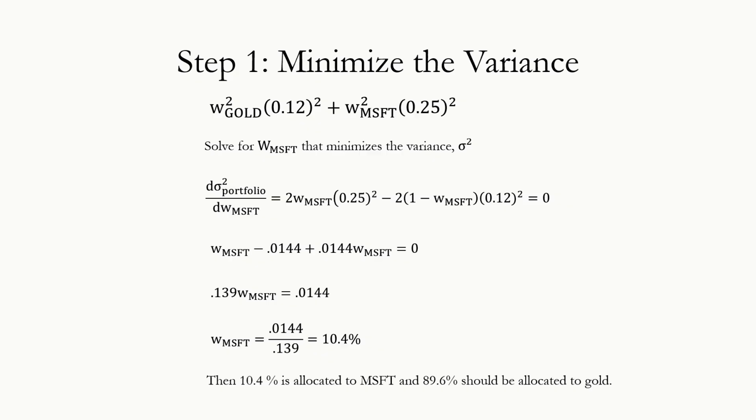So that's the allocation mix for our portfolio, okay? 89.6% of our capital should be allocated to gold. 10.4% should be allocated to Microsoft.